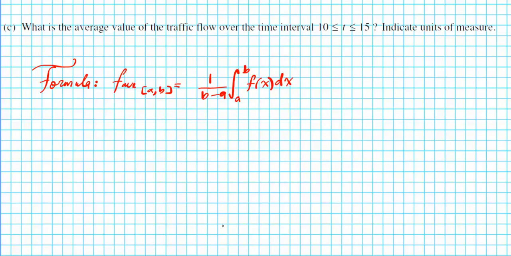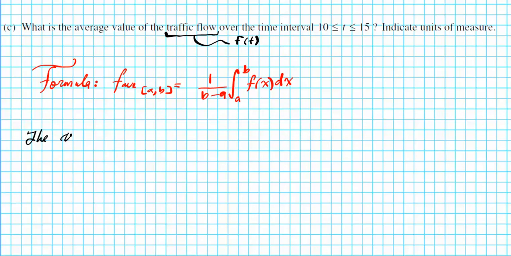All right, so in this problem, we're looking for the average value of the traffic flow. So what is the traffic flow? We have to make sure that we're using the right function, okay? The traffic flow is f of t, so we're looking for the average value of f of t. All right, so let's write that down.